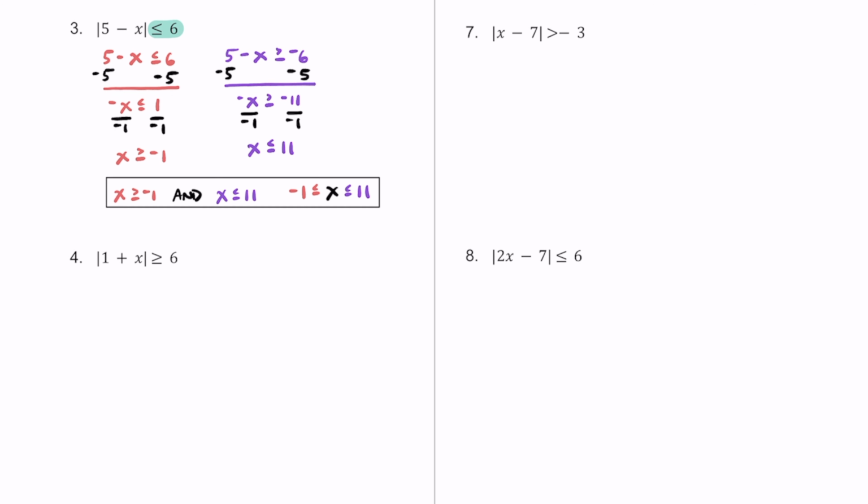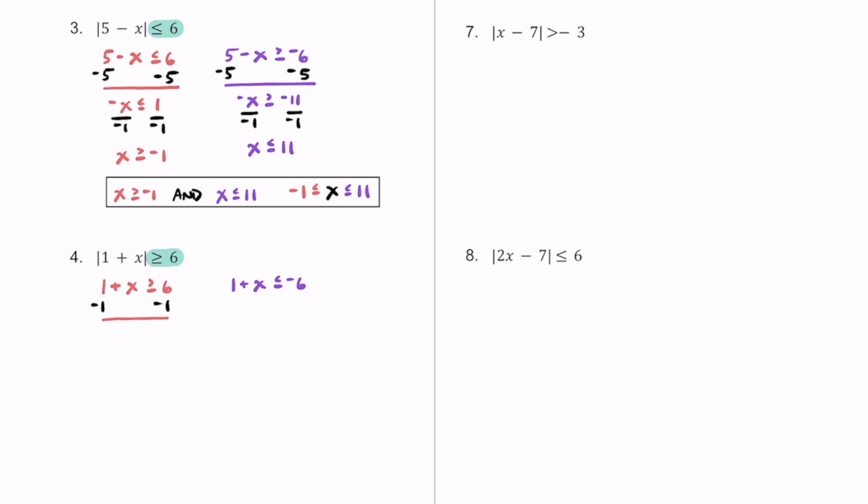For number 4, we have the absolute value of 1 plus x, and that's greater than or equal to +6. Sure, there are plenty of positive numbers that are greater than or equal to +6, so no issues for this one. Splitting these up, we can say 1 plus x is going to be greater than or equal to 6 for one of our inequalities, and then 1 plus x is going to be less than or equal to -6.